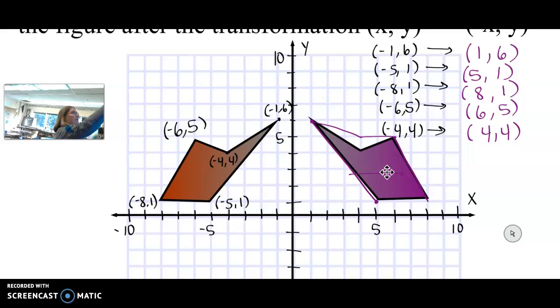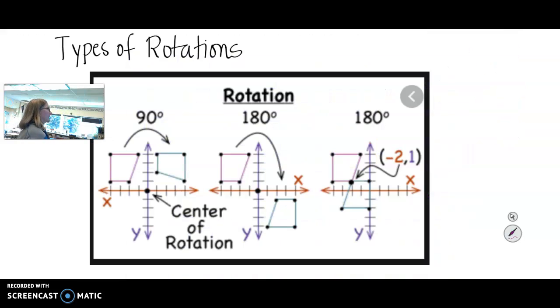And when I'm looking at this, I plotted a point incorrectly. You can tell because it does not fit the shape. (-4, 4) becomes (4, 4), which is right here, not where I had it. So it should look like that. Just be careful when you're graphing. That's the point there, I guess.